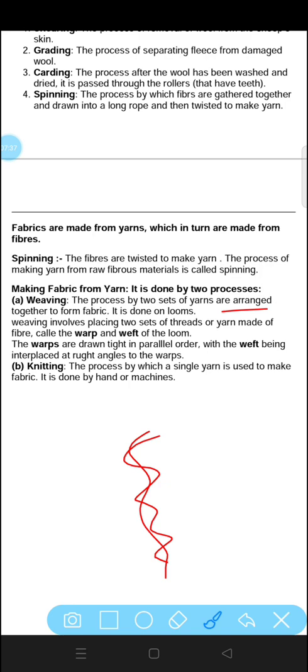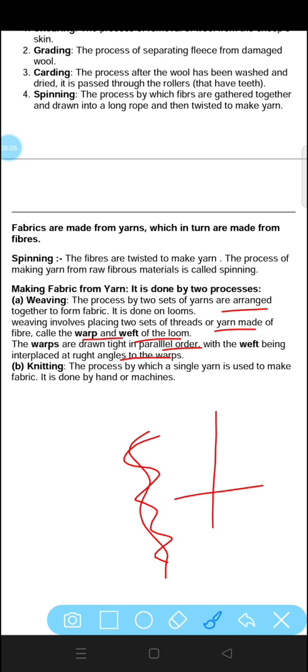It is done on looms. Large hand looms are there for this weaving process. Weaving involves placing two sets of thread or yarn made of fiber, called the warp and weft, on the loom. The warps are drawn tight in parallel order with the weft being interlaced at right angles to the warps. Weft is kept at a right angle to the warps.